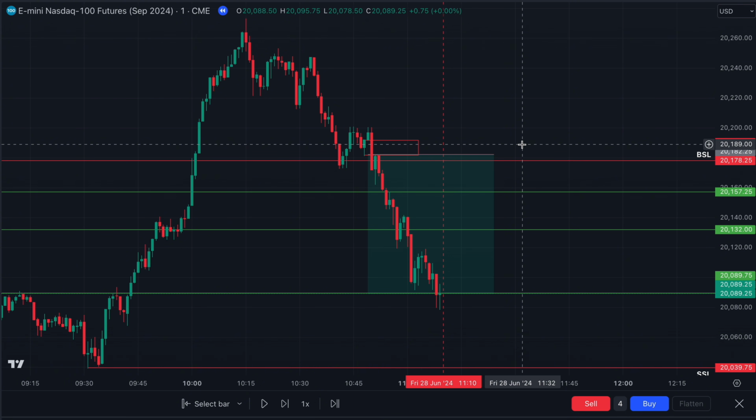But this week we secured 3 out of 3 trades and did not take a single loss. Secured a nice payout as well. Top Step, of course, paid me out a nice amount.